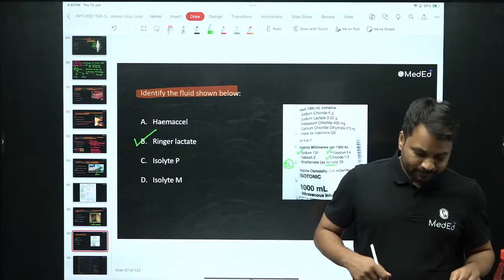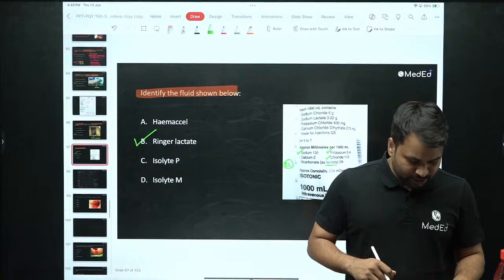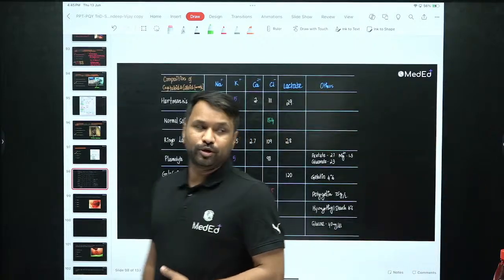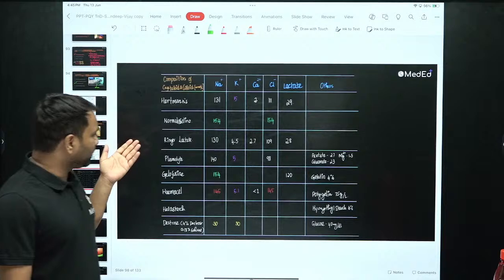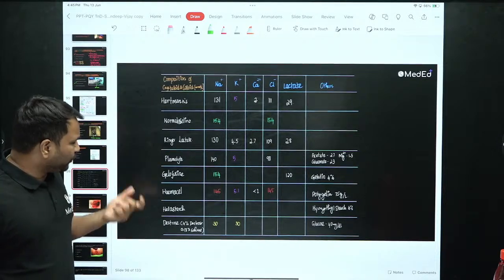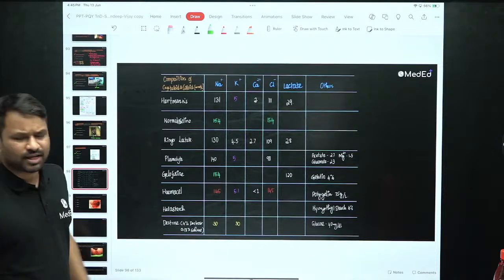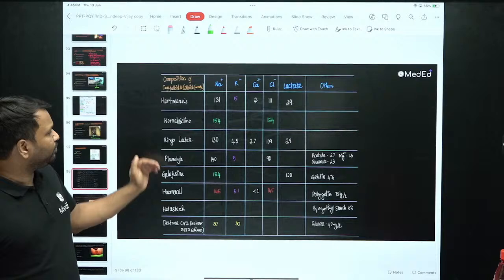Okay? Absolutely correct. So when you look at the compositions, this is the table that I would want you to look at. You have the composition of Hartmann solution, normal saline, Ringer lactate, Plasma-Lyte, the Gelofusine, the Haemaccel, hetastarch, dextran and all these components. But the first four are important.